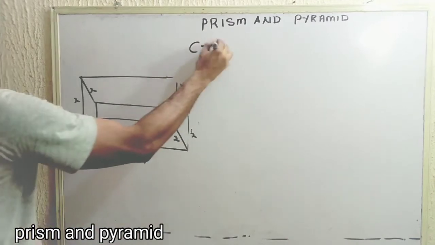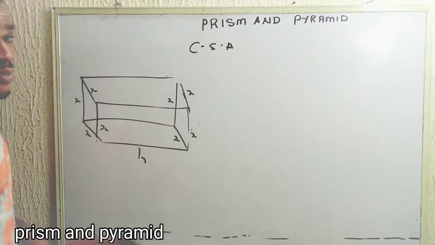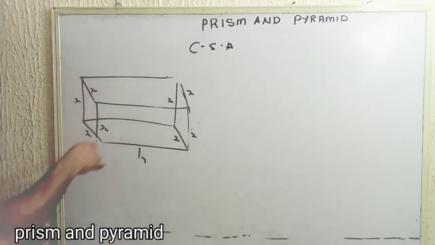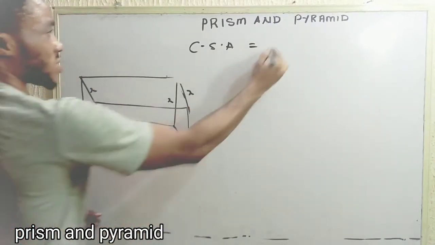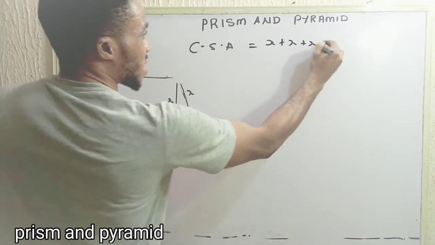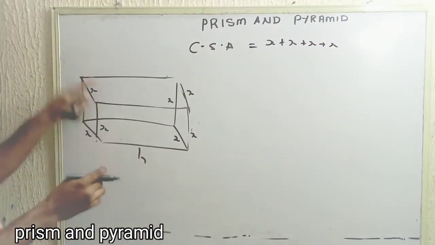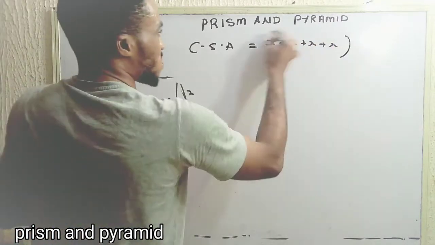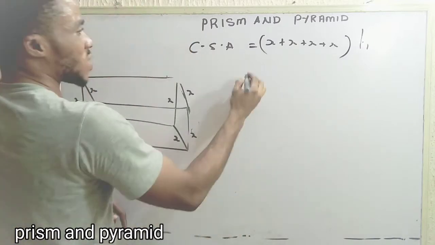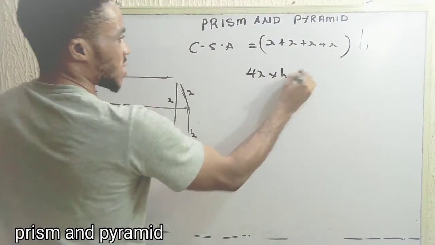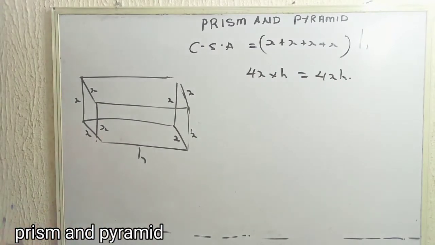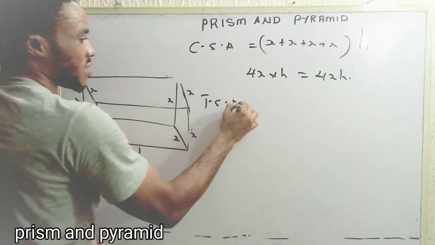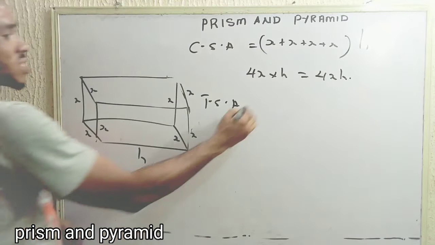Like I said earlier, the curved surface area of every prism is always given as the perimeter of the base multiplied by the height. So the perimeter here will be x plus x plus x plus x, 4 x's. You add all the distances around the base, then multiply by the height. So I have 4x times h, which is 4xh. Good.